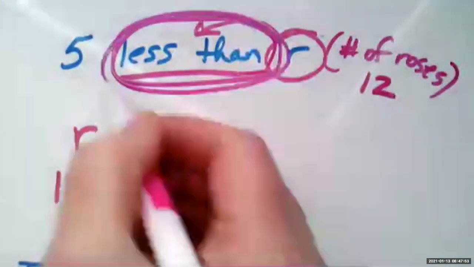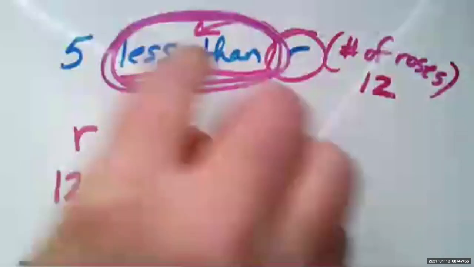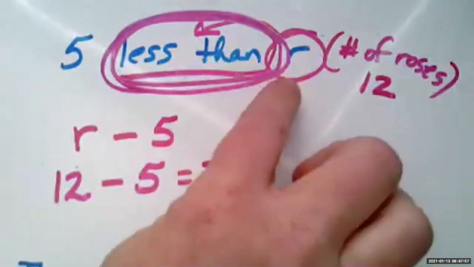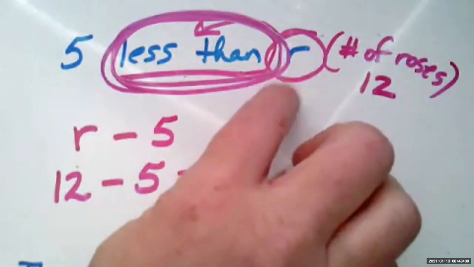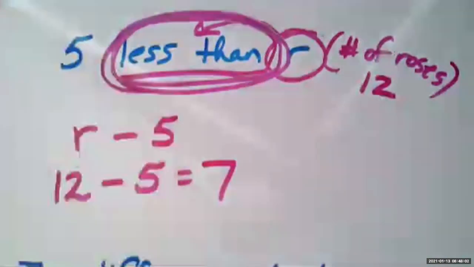So be very cautious about the words "less than," because if you have less than somebody, you have to start with the bigger number, whatever you have, and then you could take 5 less than that.